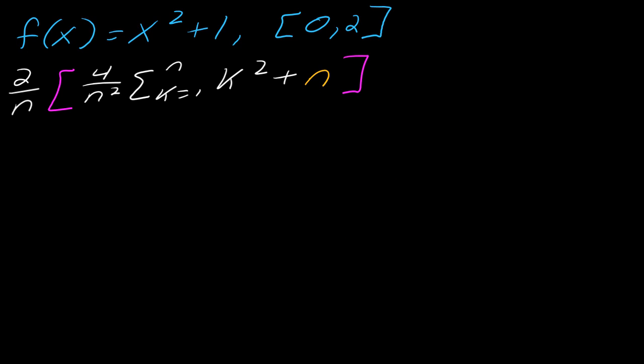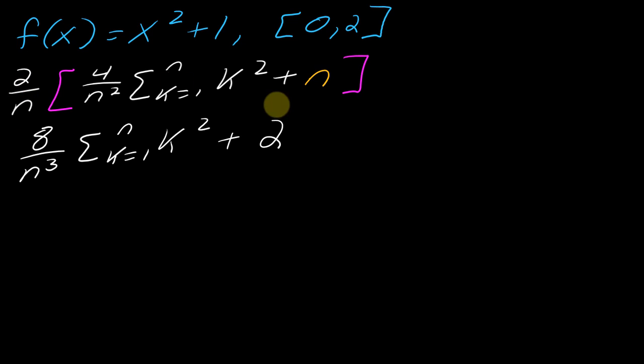Okay, so the first thing I want to do is distribute this 2 over n. And if you went a slightly different route, that's okay. So this becomes 8 over n cubed times this whole piece. So I still have to evaluate and use that sum formula. This other piece will just be plus 2, right? So 2 over n times the n, that'll just leave me with the 2. So now I can use my sum formula.